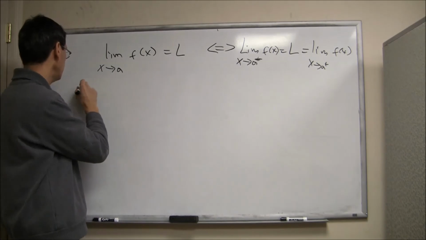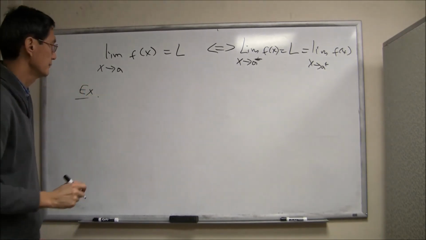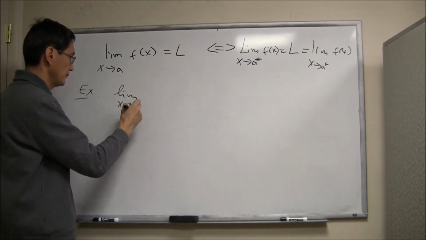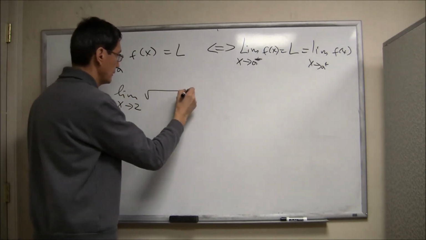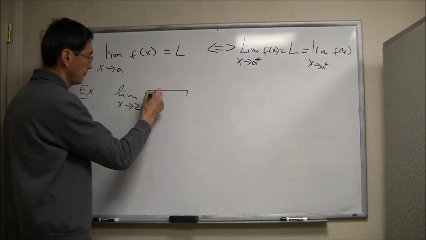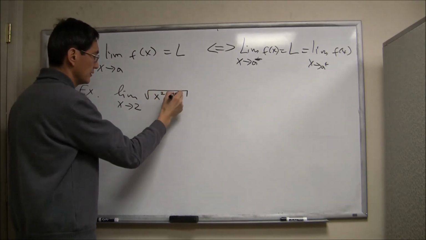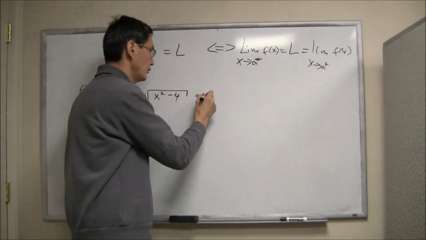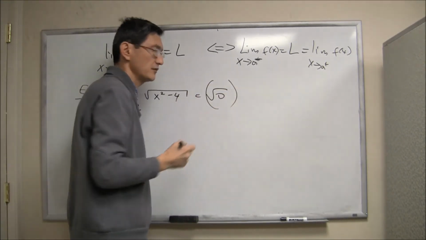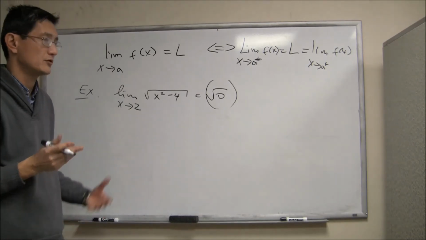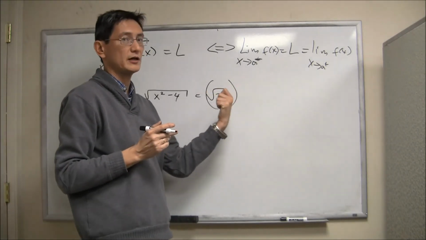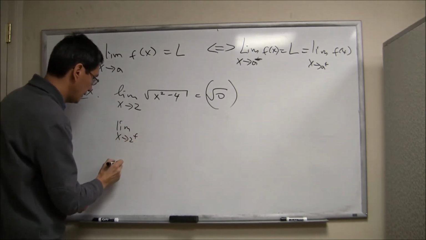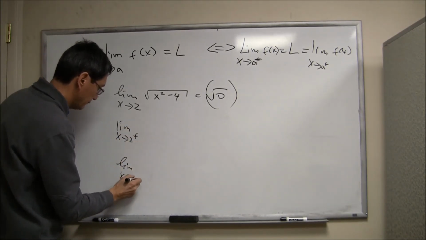So let's write a quick example on this. For example, calculate limit as x approaching 2 of square root of x squared minus 4. So we're hitting square root of 0. Square root of 0 is trouble, if you remember, because we want to figure out is it positive 0 or negative 0. So what we'll do, we'll calculate limit from right and limit from left.